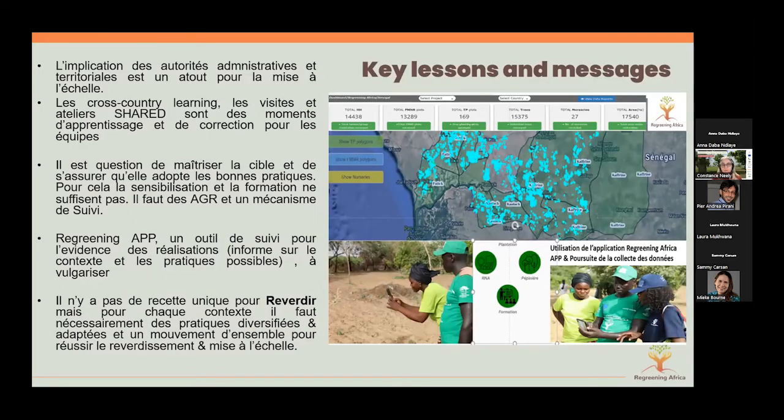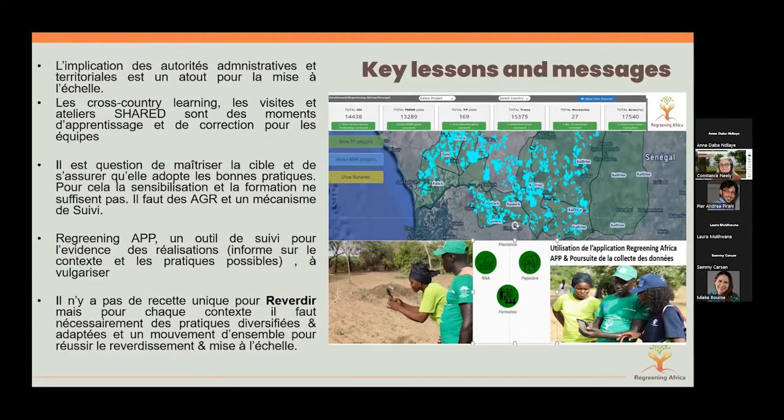With regards to lessons learned, I'd like to state that the support of the local government authorities was very instrumental. The cross-learning that they provided was very instrumental for the team, and they ensured that we acquired and mastered best practices. But these trainings are not enough.